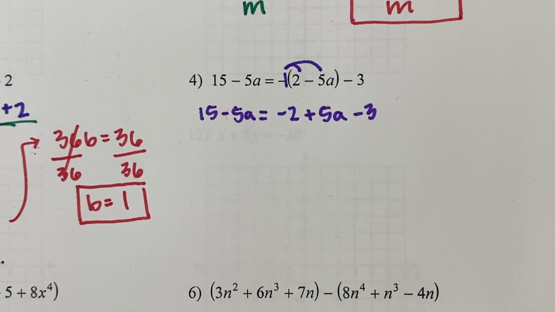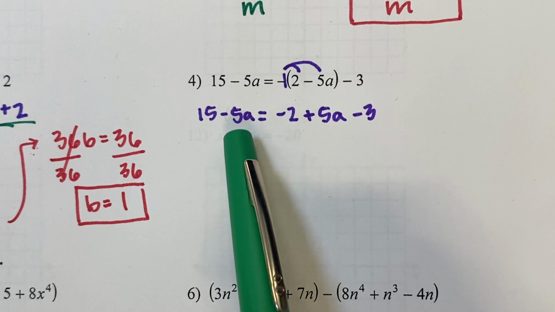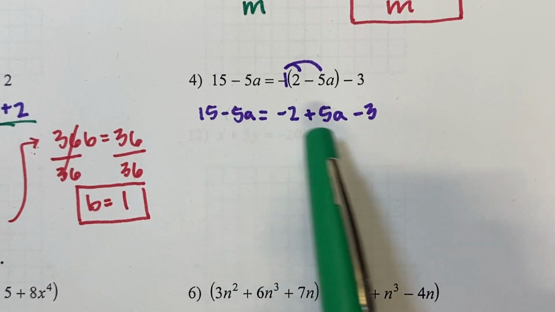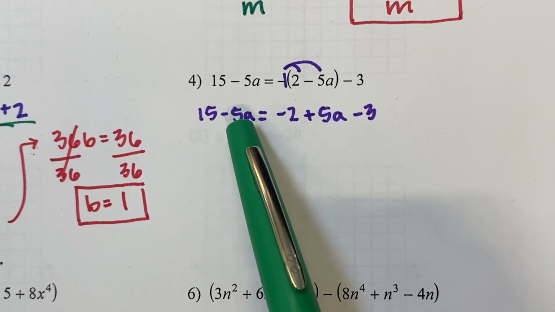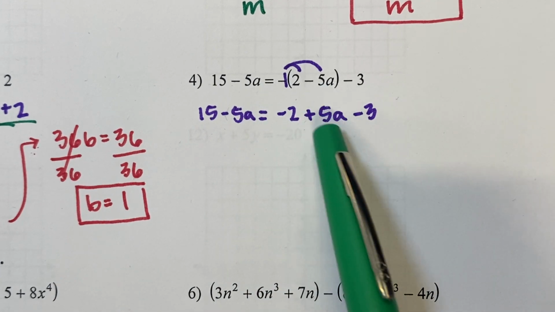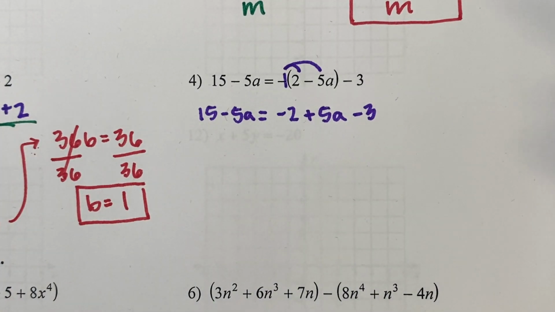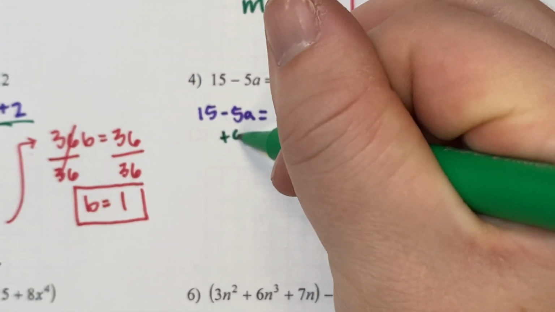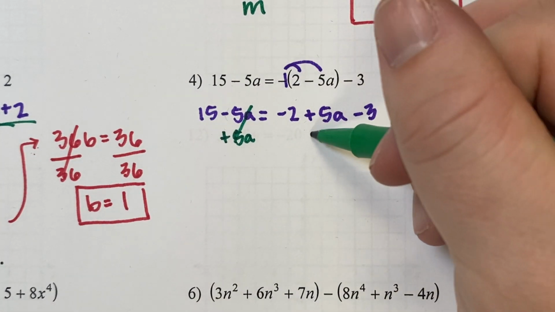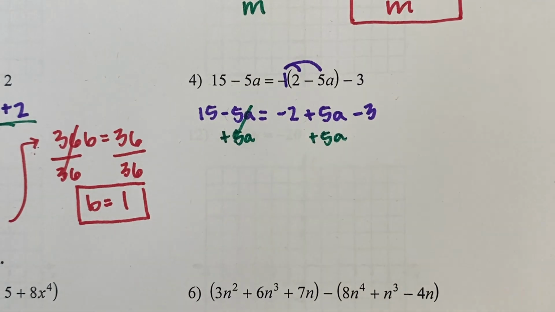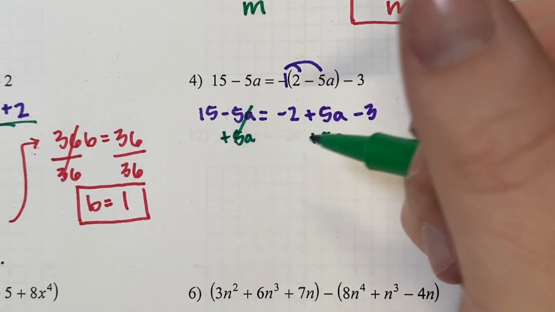Okay, so now I see that I have a's on both sides of my equal sign. I have negative 5a over here, positive 5a over here. I like moving the smaller one, which is going to be my negative 5a, so I'm going to do the opposite. Add 5a to both sides. I can only combine it with the a's because those are like terms, right?